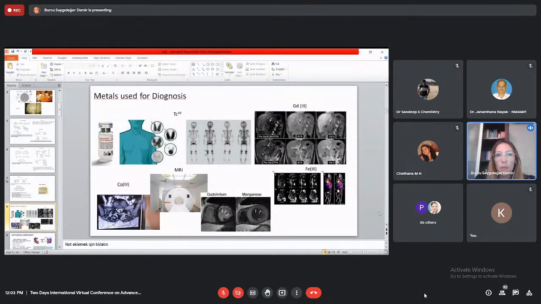The other examples, gadolinium-3, iron-3, and manganese-2, are paramagnetic metals, producing contrast images for MRI imaging. Another example is cobalt-3. It is used with the compound bleomycin, which is an antibiotic, to be selectively taken up by tumor cells, but its half-life is too long for it to be used for imaging purposes.